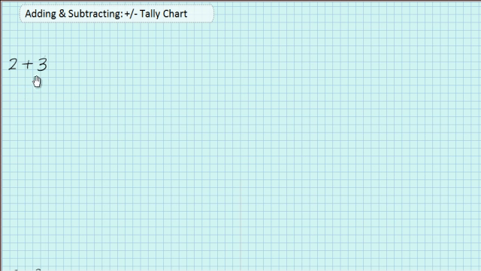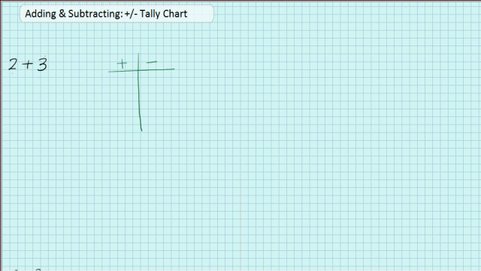2 plus 3. So we're going to draw a chart, a t-table. One side is going to represent all the positives that we have in our problem. The other side is going to be our negatives. Then we look at our problem and say, okay, let's see what we have. 2. Well, there's no sign in front of it. That says we have positive 2.